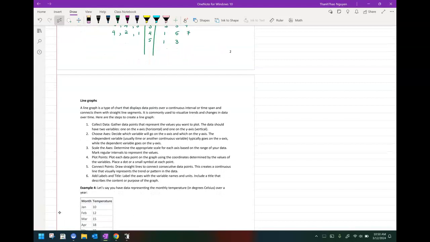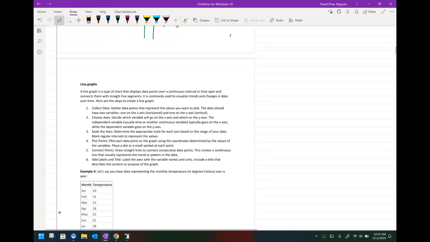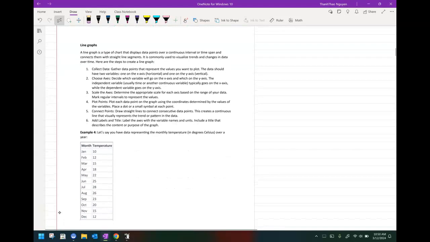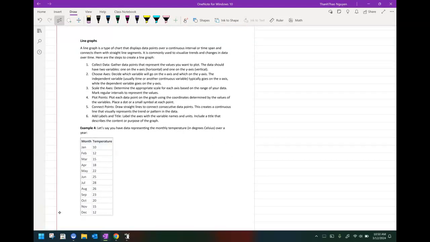Line graph. You have done this in algebra. A line graph has the x-axis and the y-axis. The line graph is a type of chart that displays data points over a continuous interval of time or span and connects them with straight line segments. This is commonly used to visualize trends and changes in data over time. Here are the steps to create a line graph.